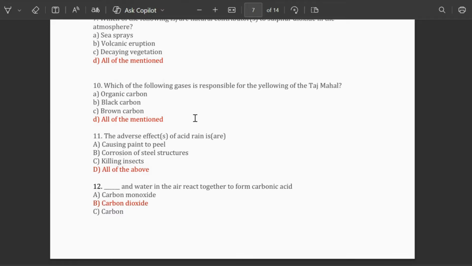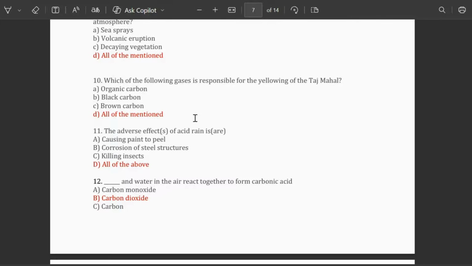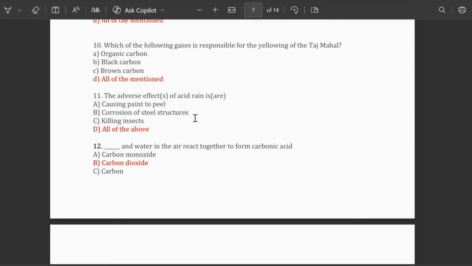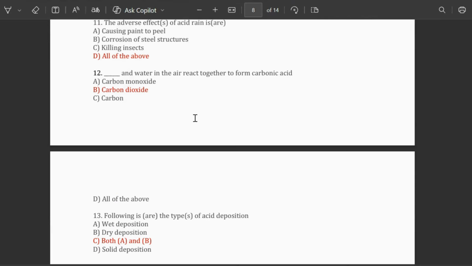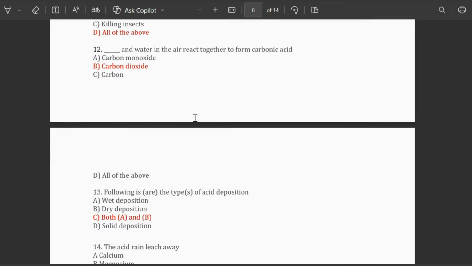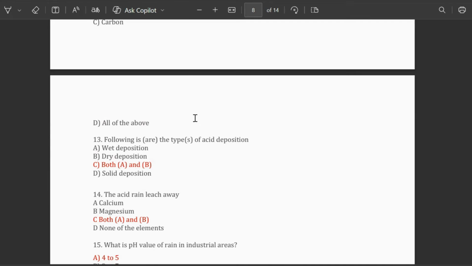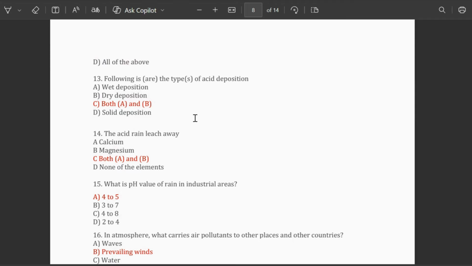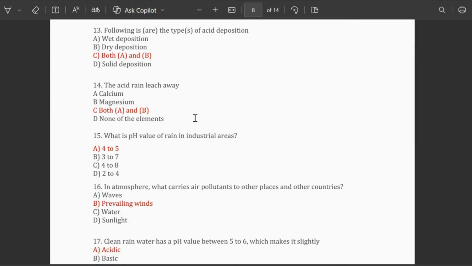Which of the following gases is responsible for the yellowing of the Taj Mahal? Organic carbon, black carbon, brown carbon. The adverse effects of acid rain are killing insects, corrosion of steel structures, causing paint to peel. Carbon dioxide and water in the air react together to form carbonic acid. The following are the types of acid deposition: wet deposition and dry deposition. The acid rain leaches away magnesium and calcium.